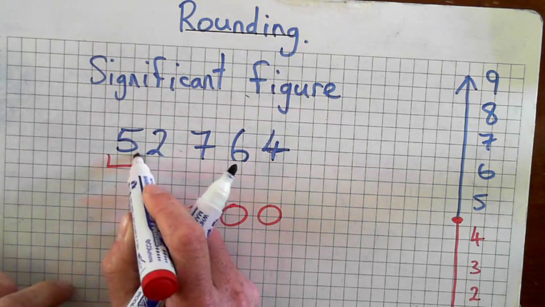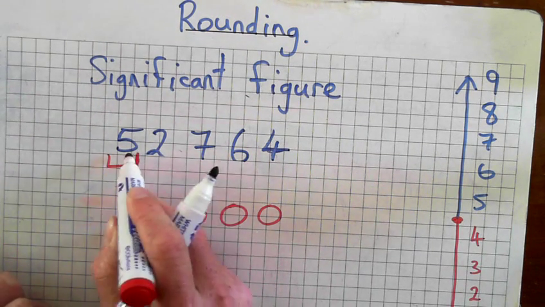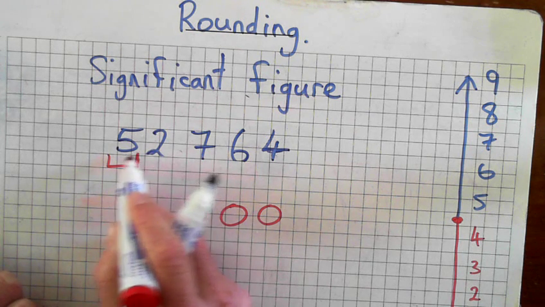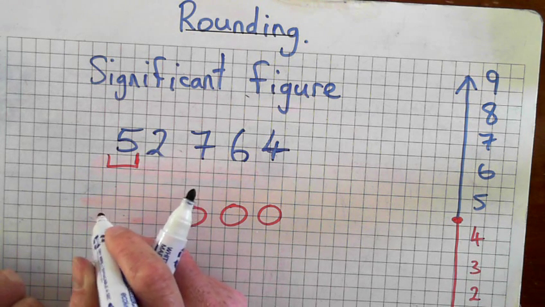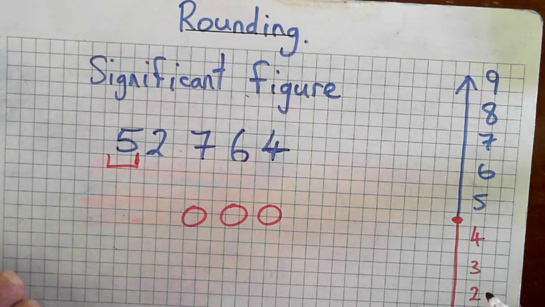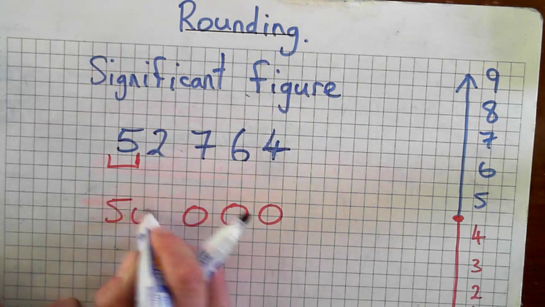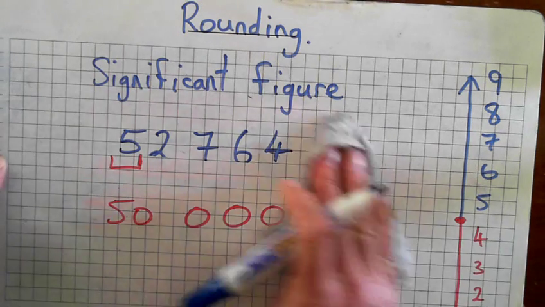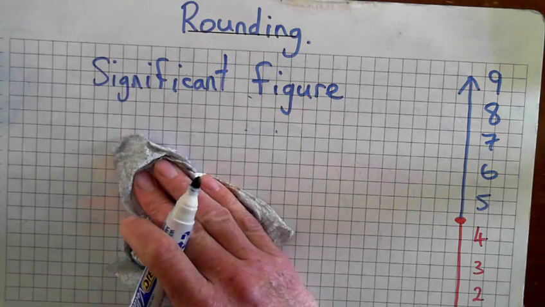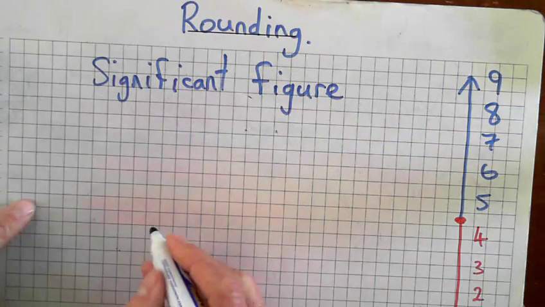Alright, so I write down 0, 0, 0. You see this line, this bit of the line is important. Now I'm going to write 52 to the nearest 10. 52 to the nearest 10, 50. Okay, so there's an example.